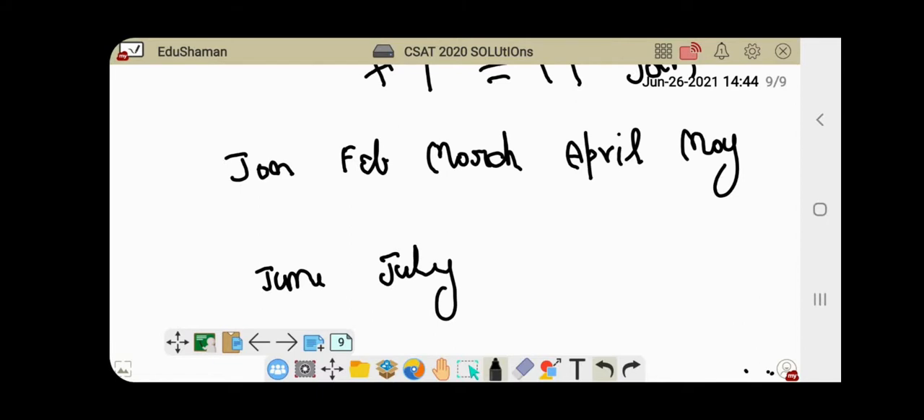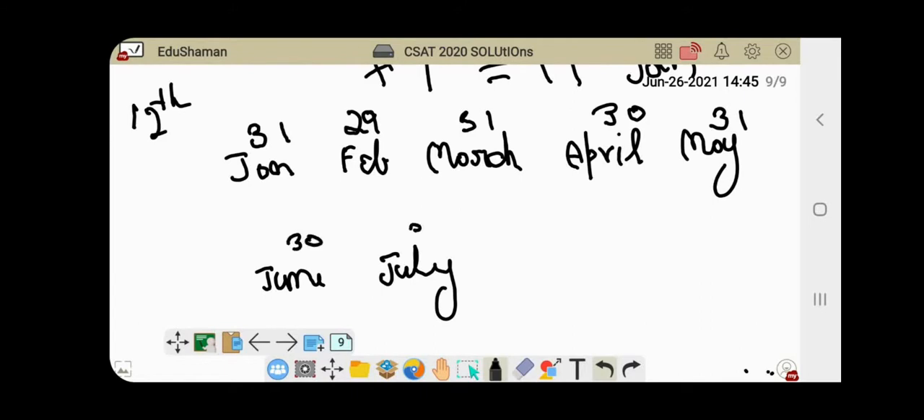So we are looking at two dates, 15th July and 12th of July. We'll come to that. So let's first focus on 12th of July. We are now at 12th of January. January has 31 days. February in a leap year has 29 days. March has 31 days. April has 30 days. May has 31 days. June has 30 days and July has 31 days.